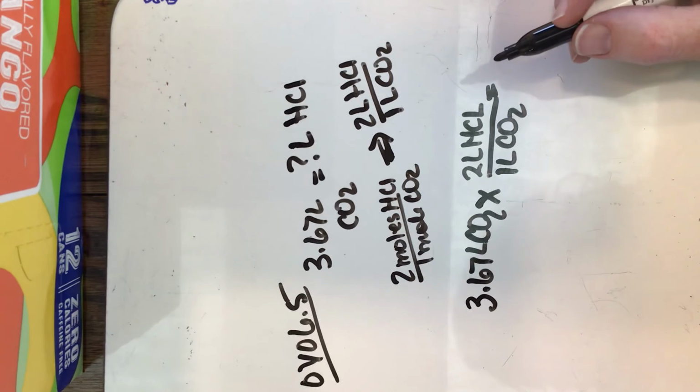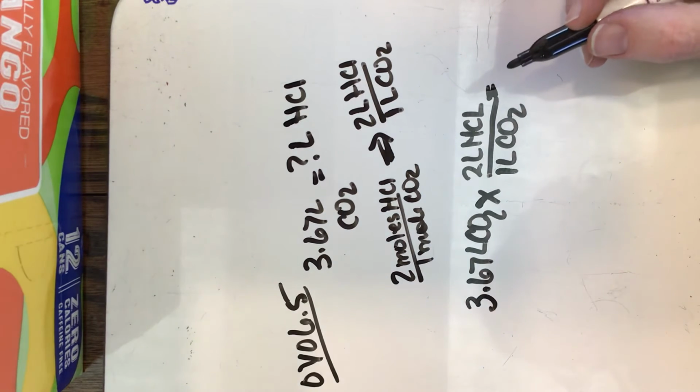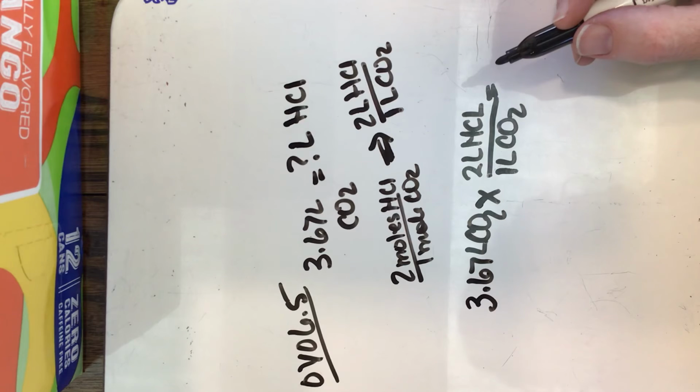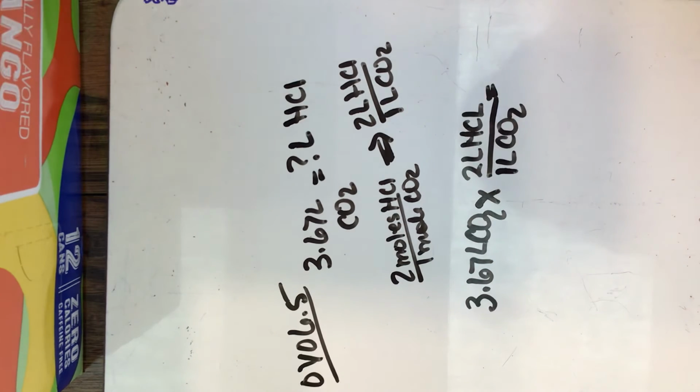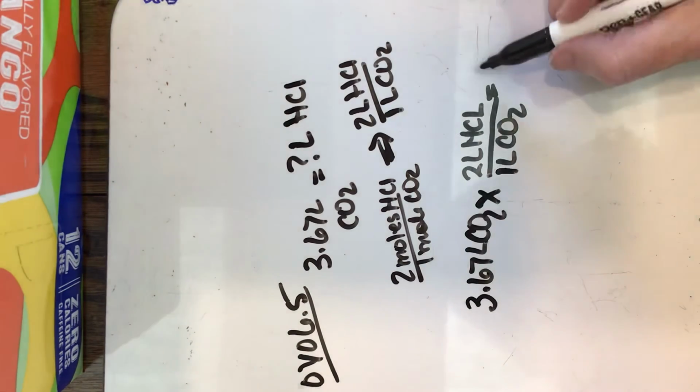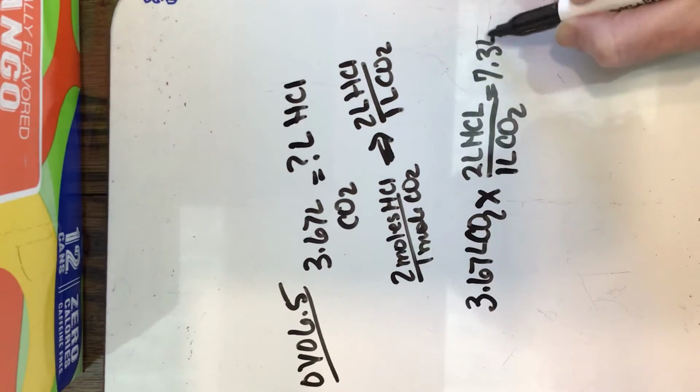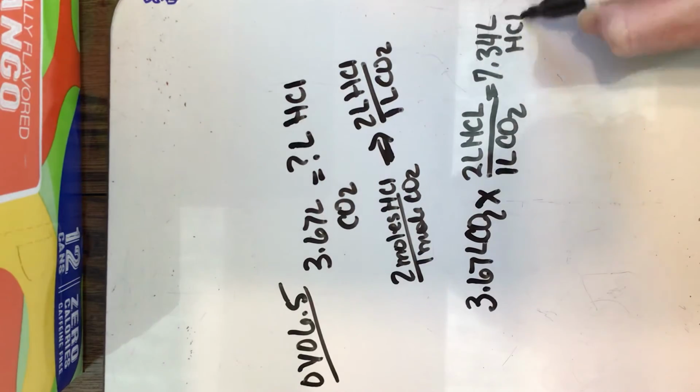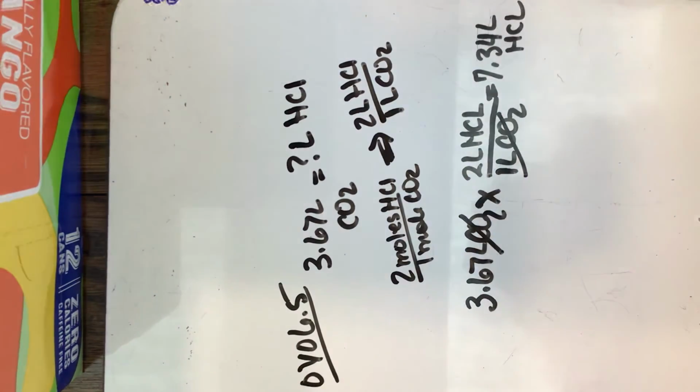Okay, so the answer on On Your Own 6.5 would be 7.34 liters of HCl. Okay, so that's 6.5 for you.